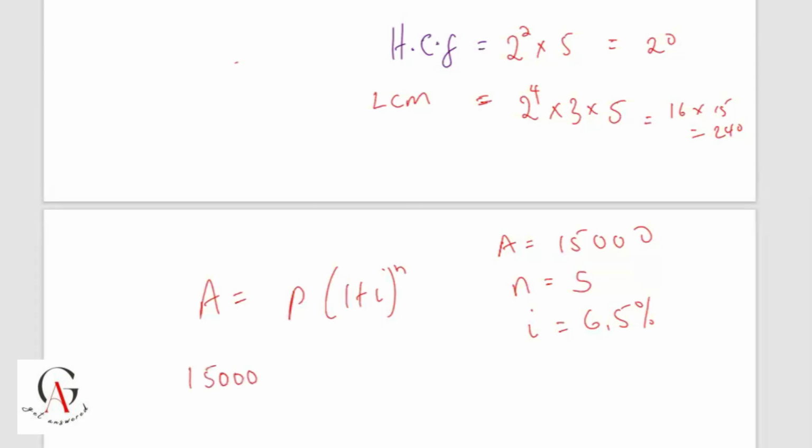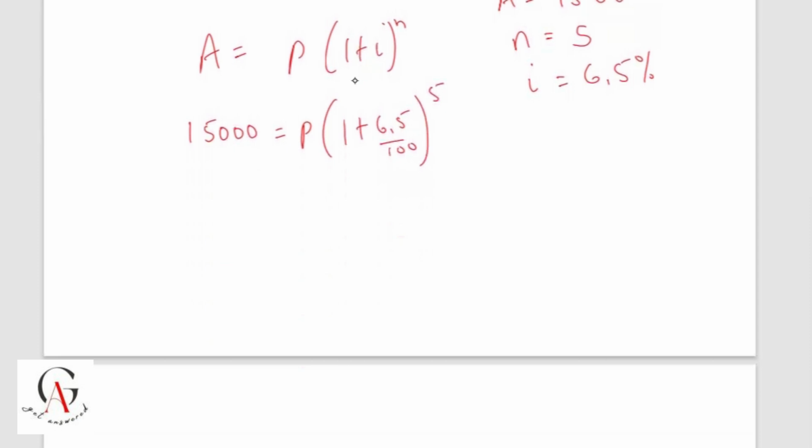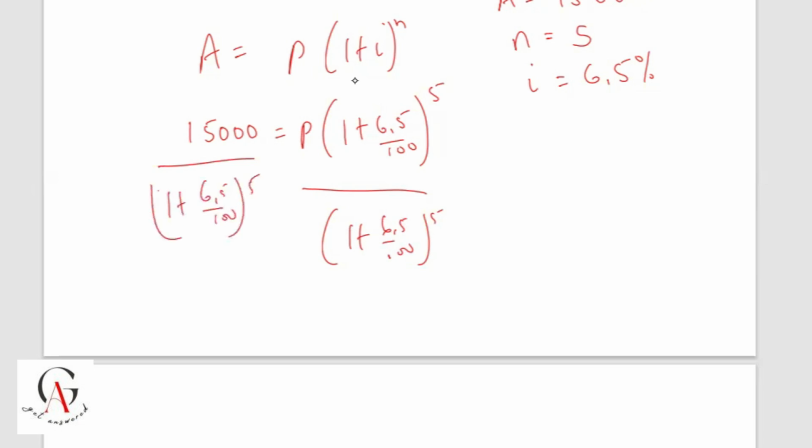So 15,000 is equal to P times (1 plus 6.5 over 100) to the exponent of 5. Then for me to get P, I will divide both sides by this bracket. So this bracket cancels that, which means P will give me this overall result.